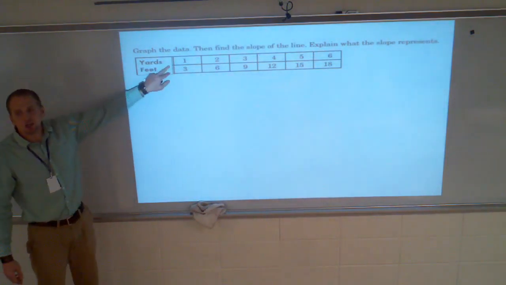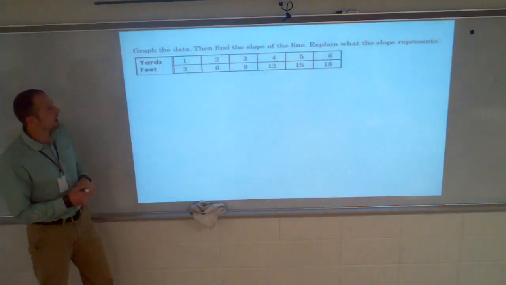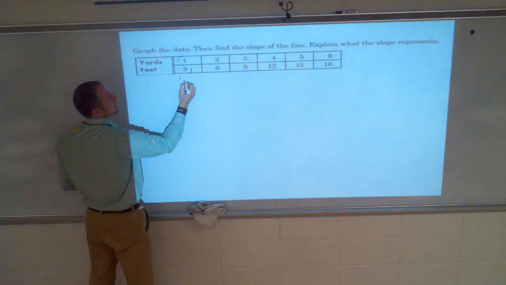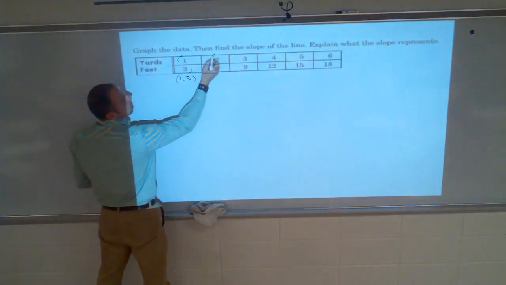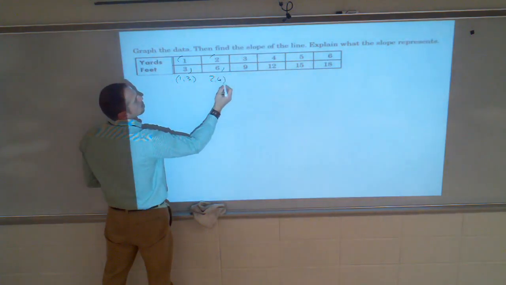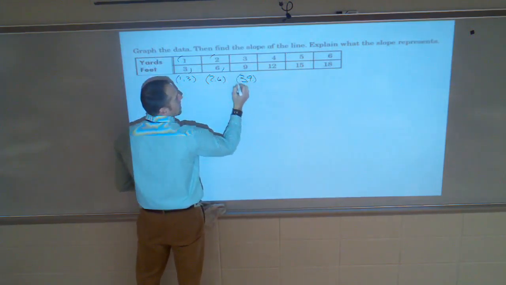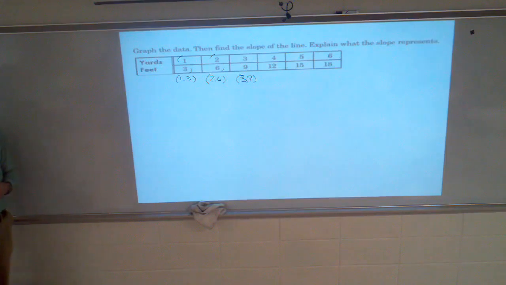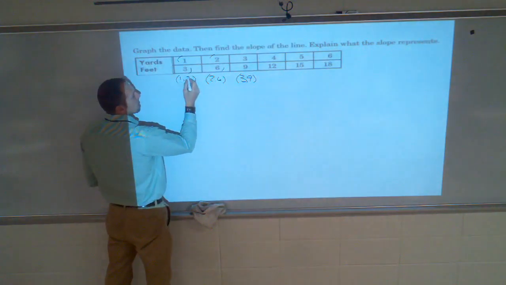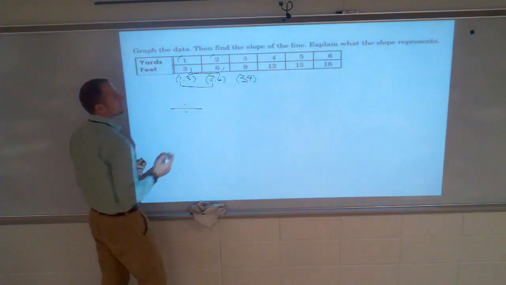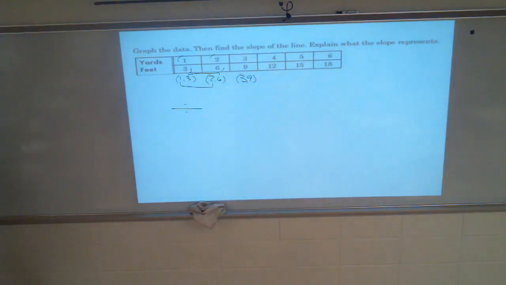Now, everybody look at this to see how I'm finding my ordered pairs, okay? This right here is my first ordered pair, 1, 3. This right here is the ordered pair 2, 6. This is the ordered pair 3, 9. Now, I can use any of those that I want. I'll just use the first two for simplicity's sake. Y's are on the top. X's are on the bottom. Find the unit rate. Find the rate of change for this table.